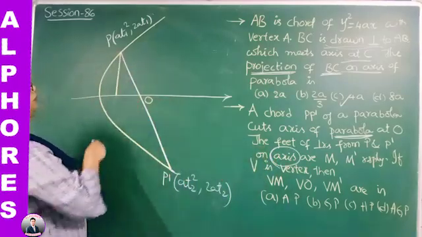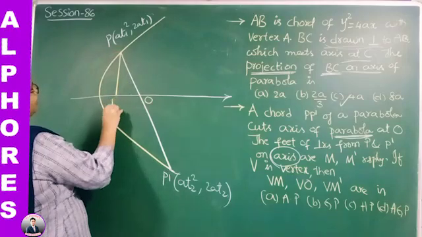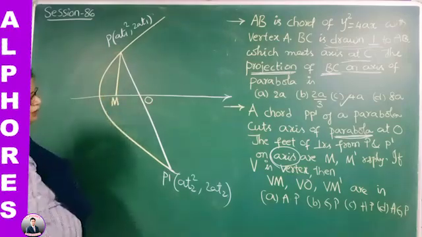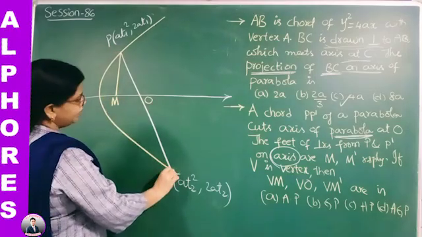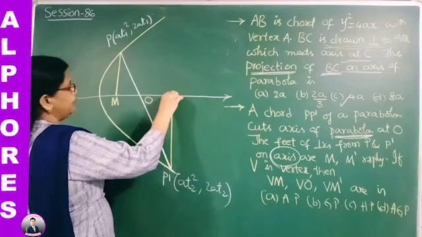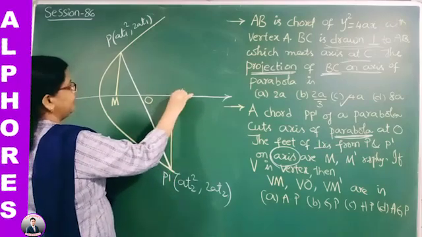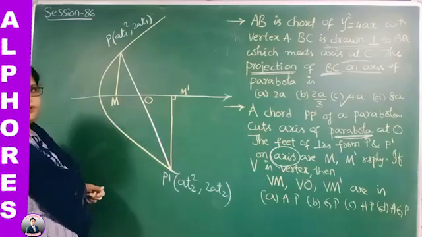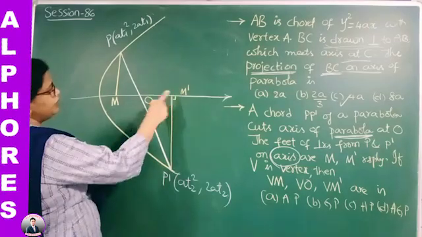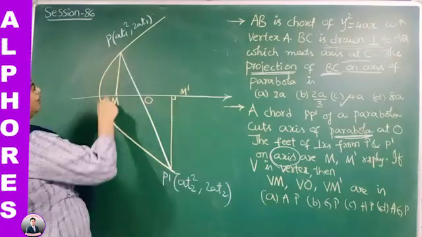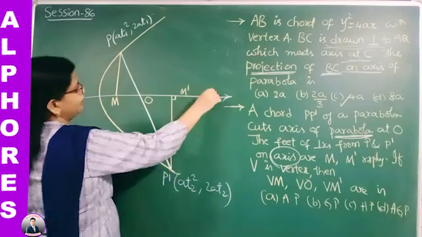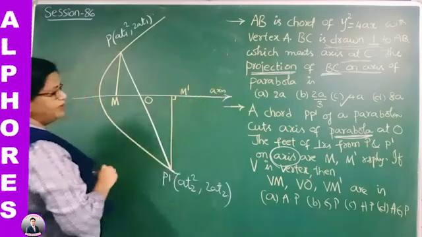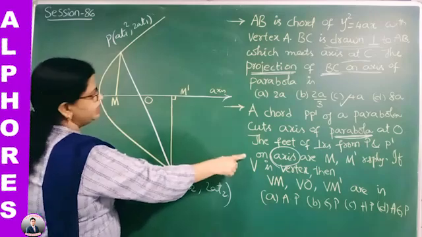So the foot of perpendicular from P onto the axis, suppose here it is M. And the next one, from here to here, what about this foot of perpendicular? It is nothing but M dash. So these are the feet of perpendicular from P dash and from P onto the axis of the parabola.